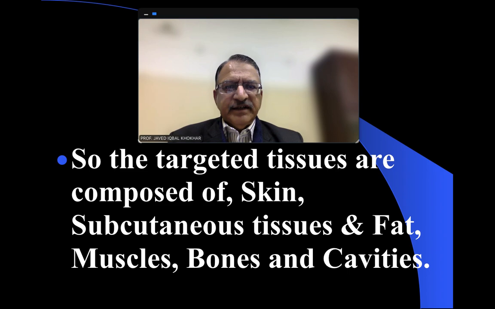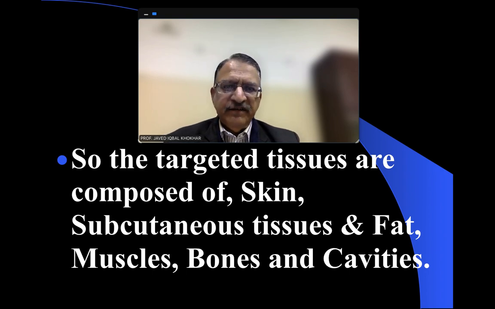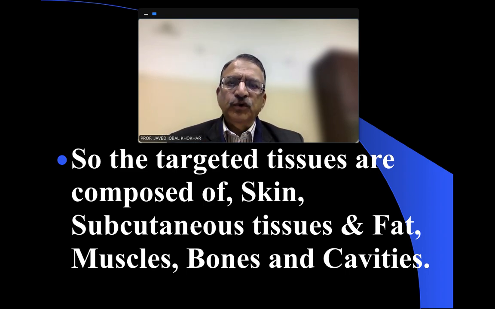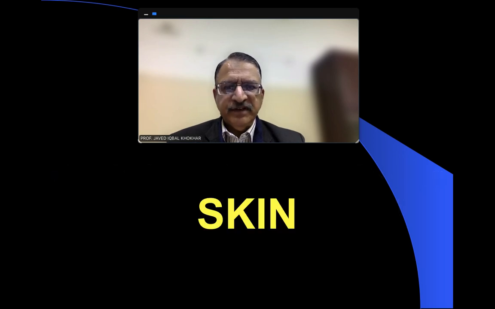So the target tissues, they are composed of skin, subcutaneous tissues, fat, muscles, bone and cavities. So all, you know, they have different design, different cells, different elastic and plastic qualities. So they will behave differently. So each tissue has got its own characters, which makes it difficult to predict about the wound production. How it behaves depends upon the amount of energy, type, and area involved.